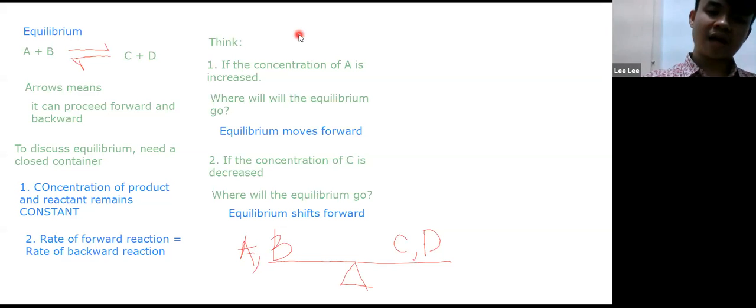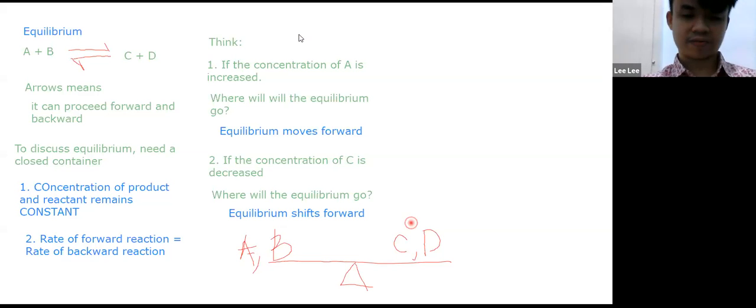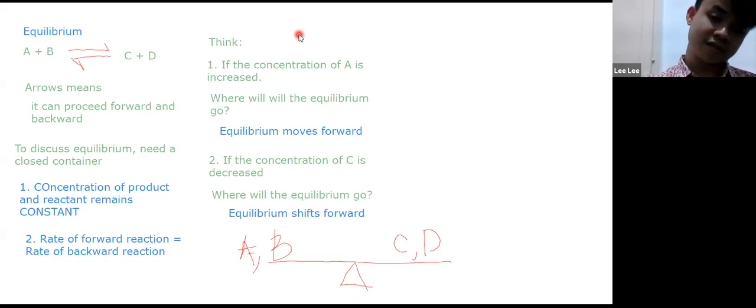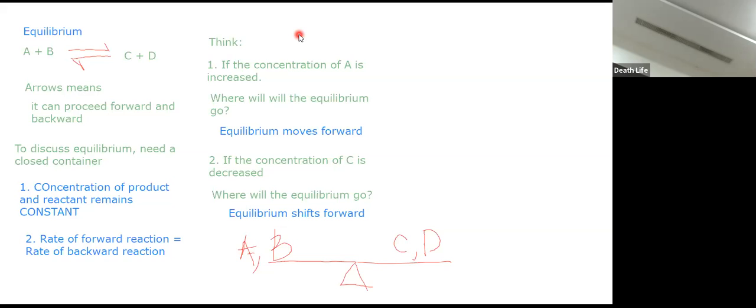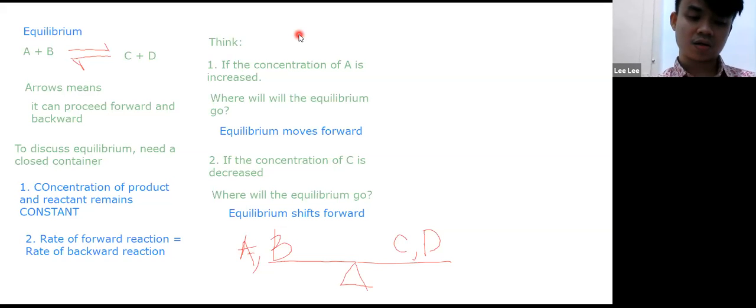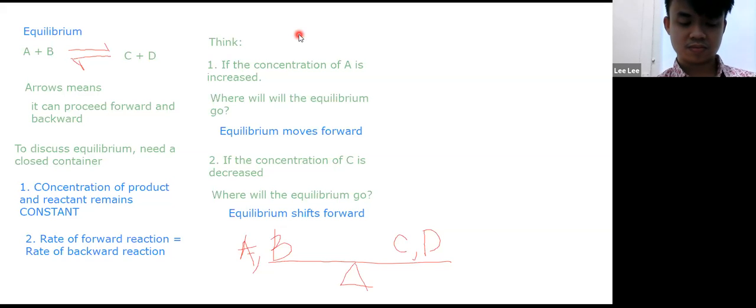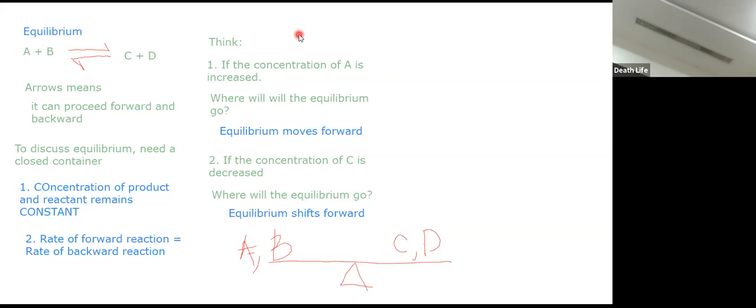Okay, so if I decrease the concentration of C, where will the balance go? It also falls to the left side, right? So where should you add the extra load to help it balance back? C and D, also at the right side, right? So it also shifts to the right. Also shifts forward, right? Question, please. Clear or not?